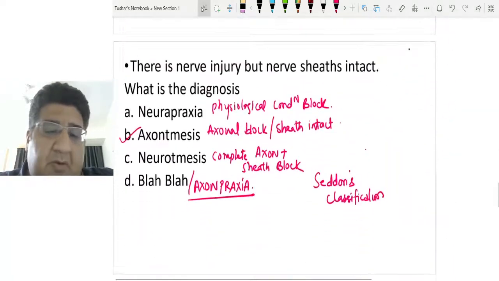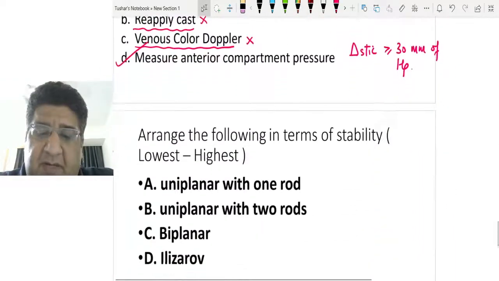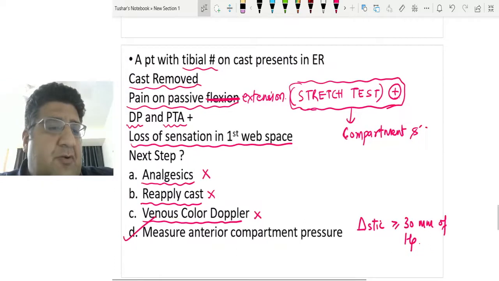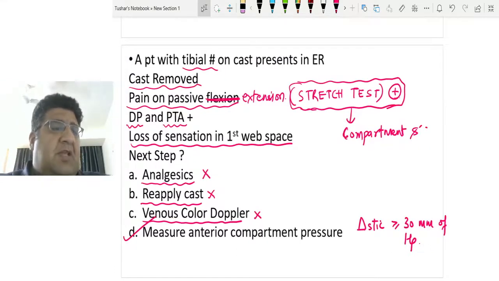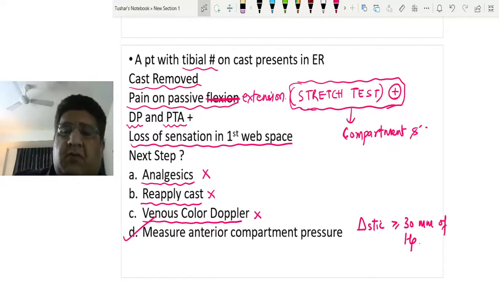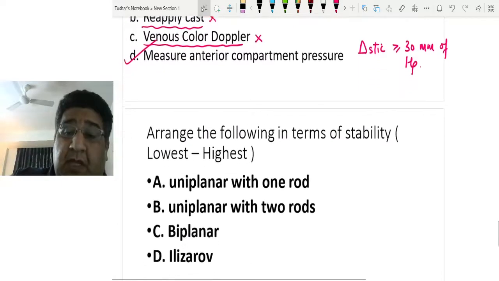Even if there is pain on movement, Pawar Saab, or pain on extension, whatever is there, or ecchymosis is there, it is compartment syndrome. There is no question asked. They have told you tibial fracture, they have told you cast, they have told you pain on passive movements or extension. So there is no question in this, no confusion.